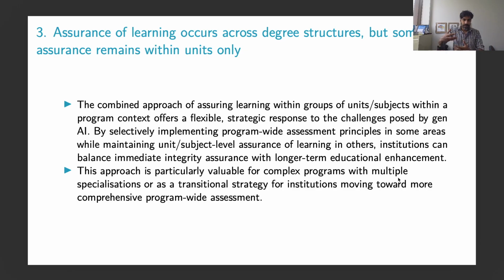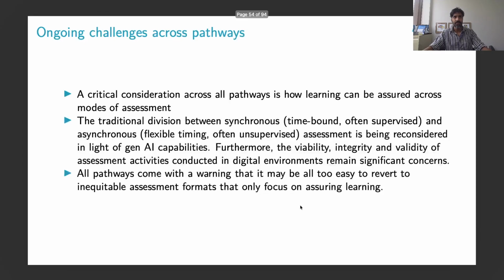So if assessments connect to one another, it's more likely students see the interrelationship between content and knowledge between units. So it's very effective for that. And it's particularly valuable for complex programs with multiple specializations, or as a transitional strategy for institutions moving towards that first pathway. So what are ongoing challenges across pathways?